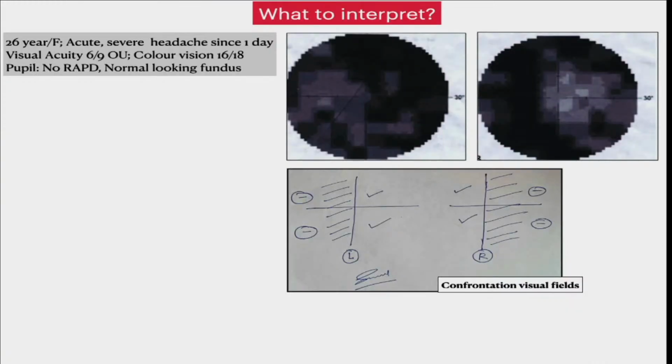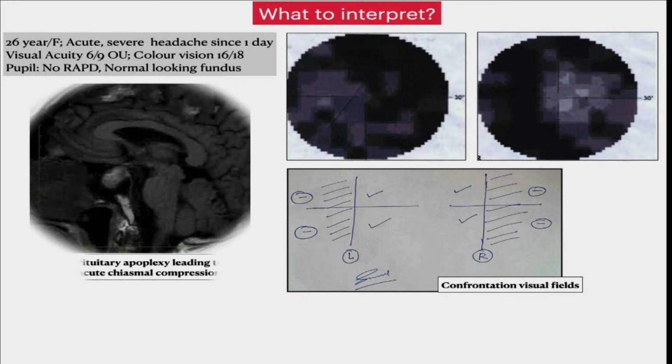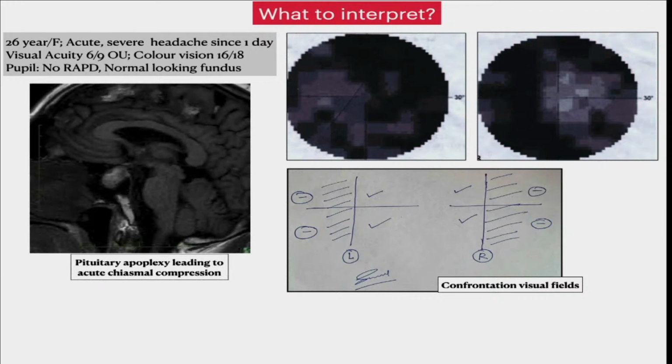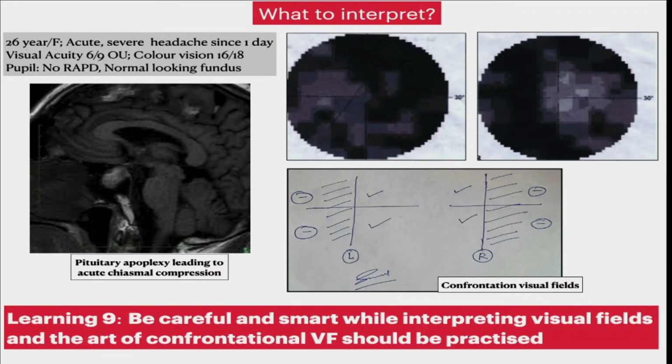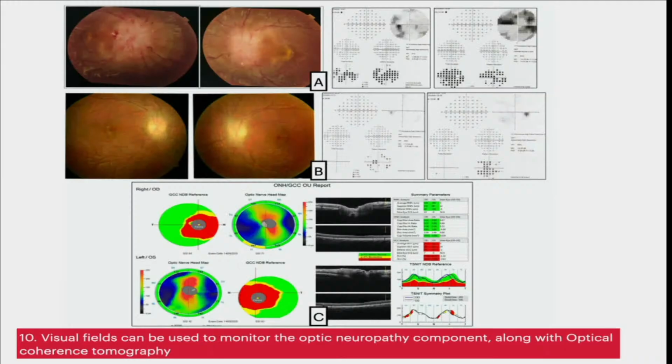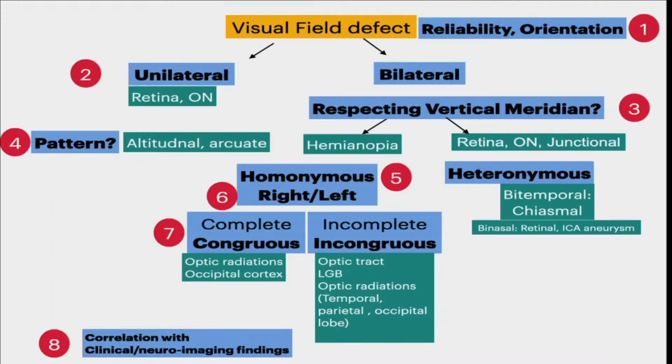Sometimes the patient may not be really cooperating at all, but confrontation fields can give you the clue exactly what could be happening. Like this lady with severe headache, she was not cooperative, everything came out black, but actually she was a case of pituitary apoplexy. And then of course you can monitor, like in papilledema, how exactly the optic nerve function is behaving. And this is just a summary of all what we talked about.